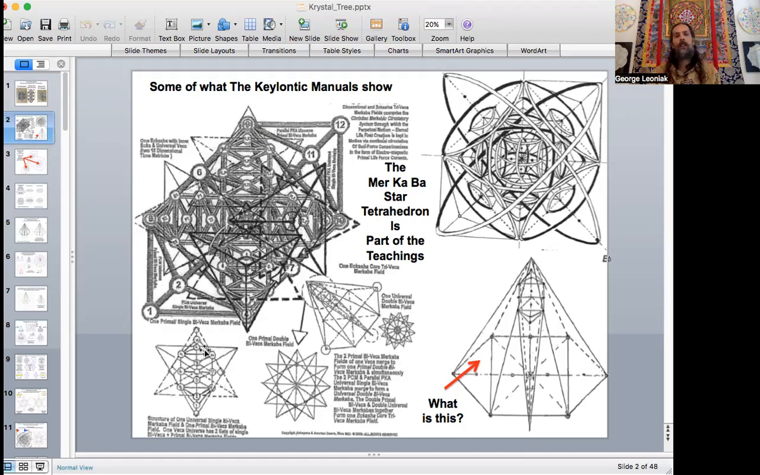But as you can see, the Kathara unit here is overlaid on a star tetrahedron, and it's essential to what the Merkaba is, still based on two tetrahedra, a cube, hexagons, etc. So when I'm looking at this diagram here, we're going to discuss this form in just a little bit too, of what's going on there.